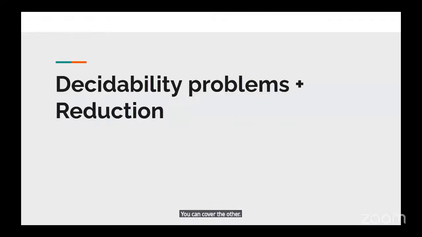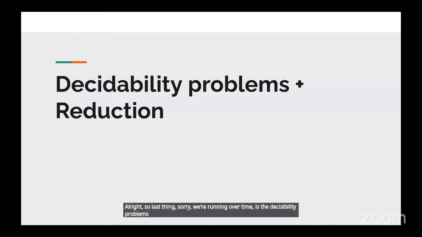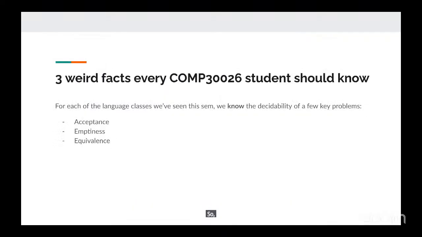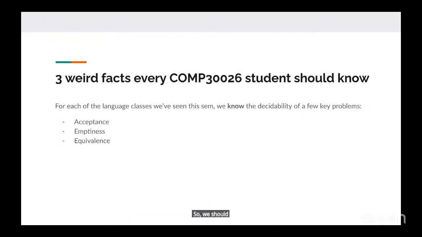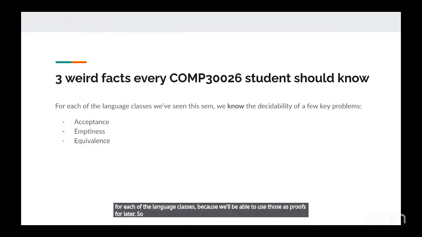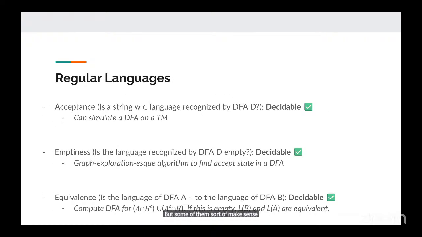All right. Last thing, sorry, we're running over time, is the decidability problems and reduction proofs. We have talked about these few problems for all of the language classes that we've seen up until now: acceptance, emptiness, and equivalence. We should memorize the decidability properties of these problems for each of the language classes because we'll be able to use those as proofs later. Unfortunately this is something you've got to learn, but some of them make sense, at least for the regular languages.